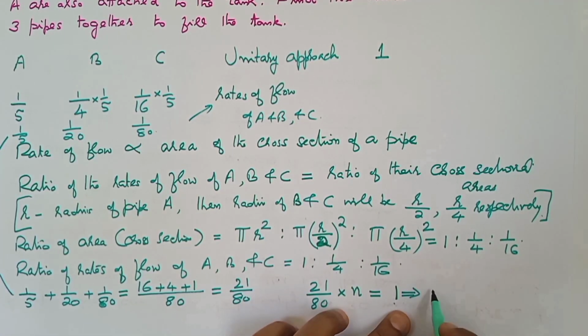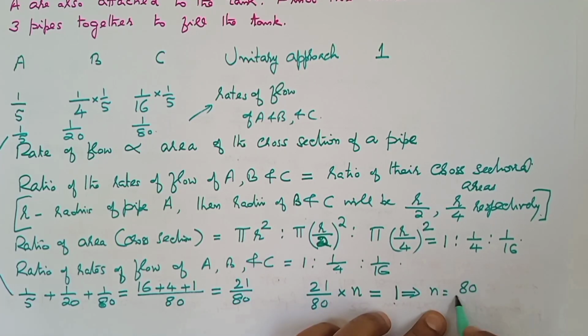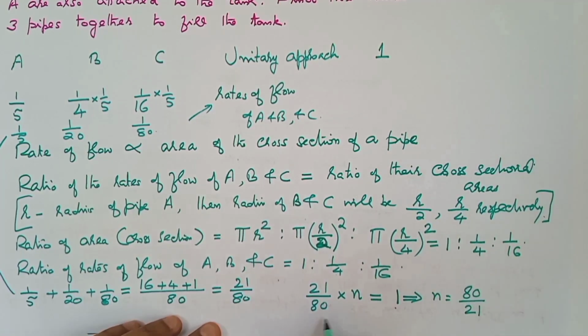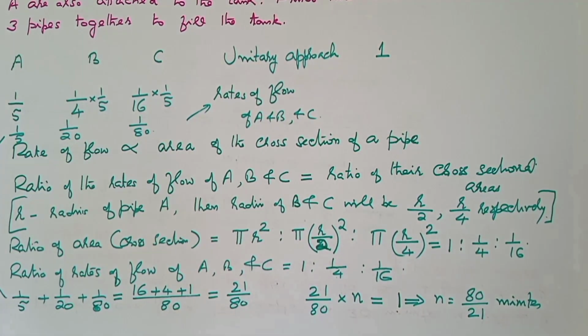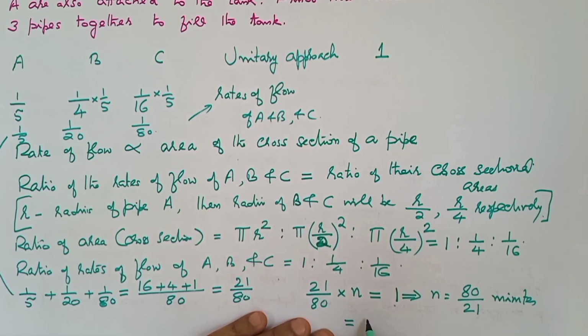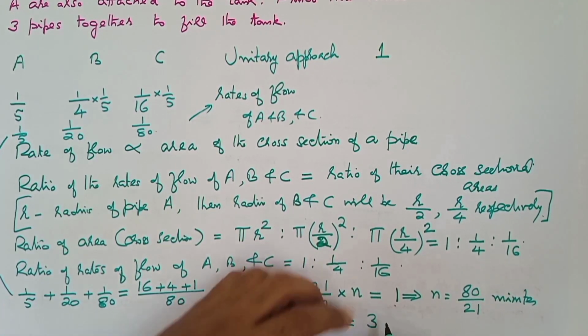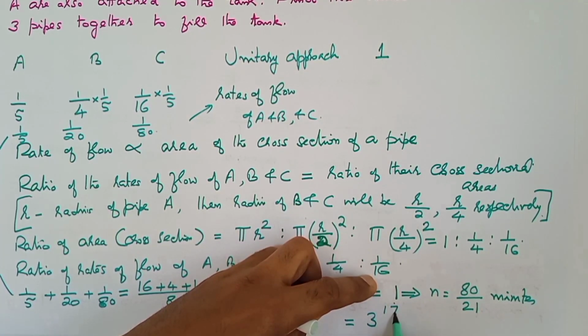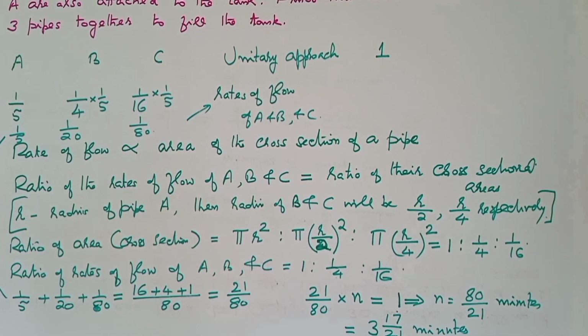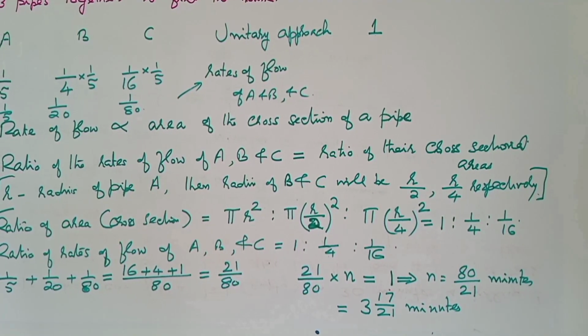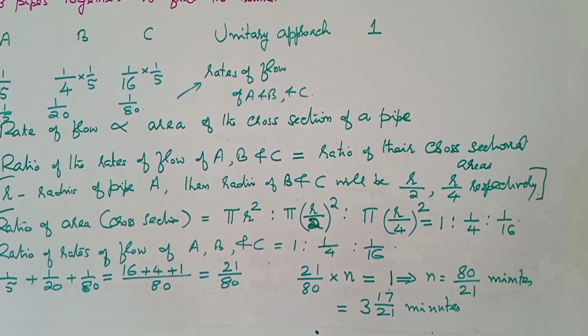This implies what? N is equal to 80 by 21 minutes. If you want, you can further simplify depending on the options given in the problem. This will be 3 minutes, 21 goes 3 times, 63, 17 is the remainder. So you can write it as 3 17 by 21 minutes, the total time taken by the three pipes A, B, C to fill the tank.